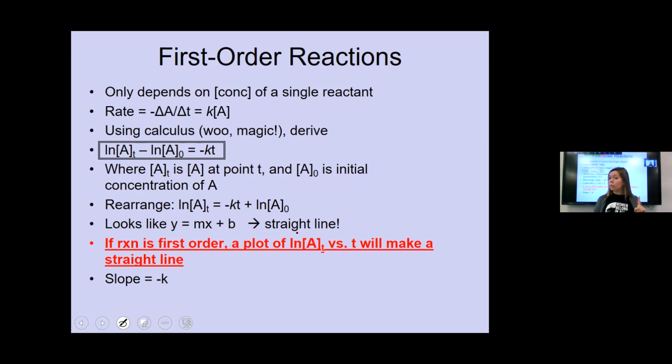Now, once we know that our reaction is first order, and once we know the value of our rate constant, then we could calculate a bunch of other stuff. So we could take our initial concentration of A, let's say it's 0.1 molar. We could figure out how long it would take for the concentration to drop to 0.001 molar.